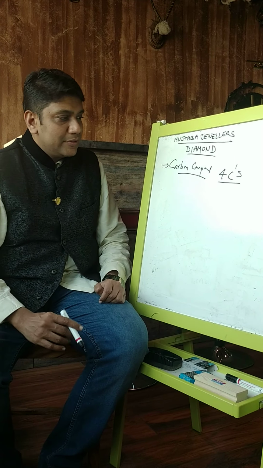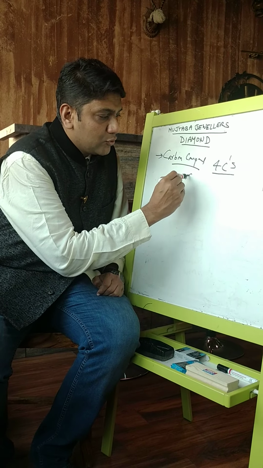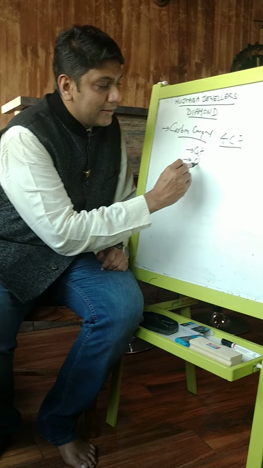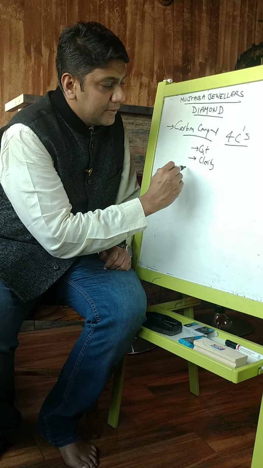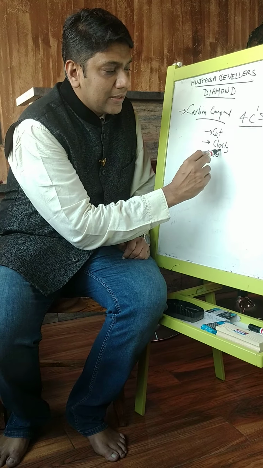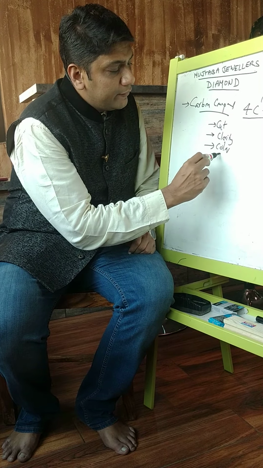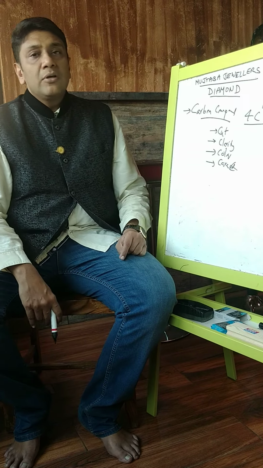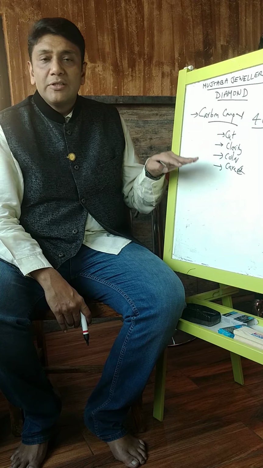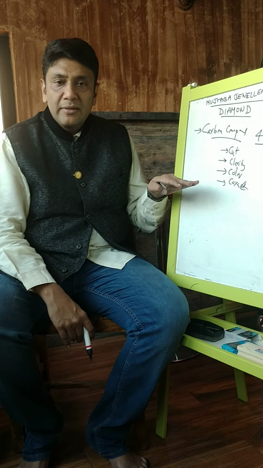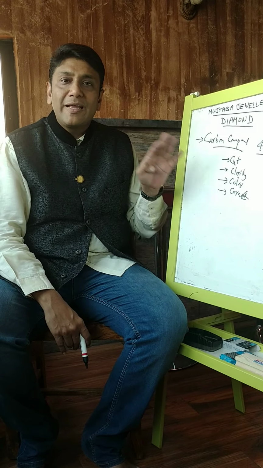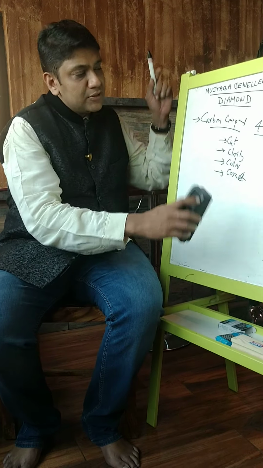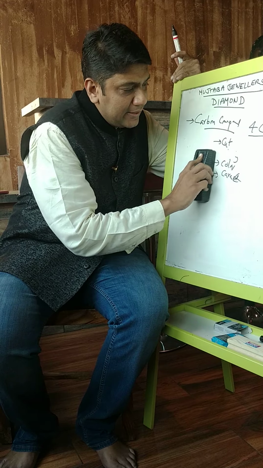What do you mean by 4 C's? The first C is called the cut, the second C is called the clarity, the third C is called the color, and the fourth C is called the carat. So a combination of all these 4 together establishes the price of a diamond. So now first we will understand the cut.